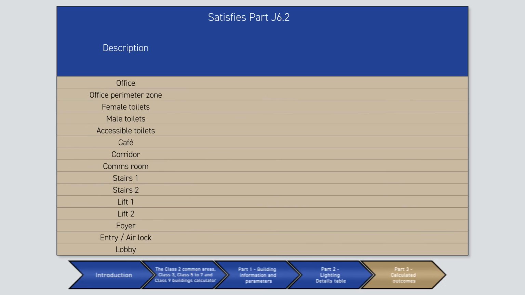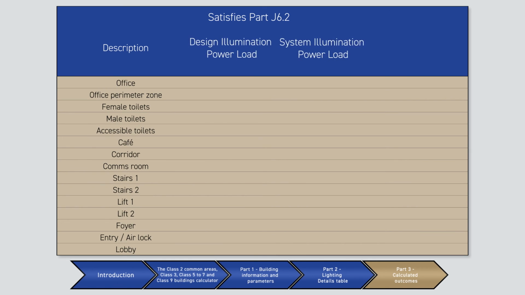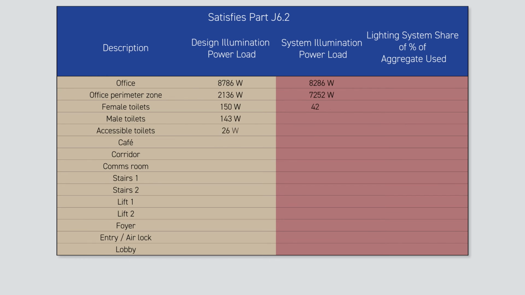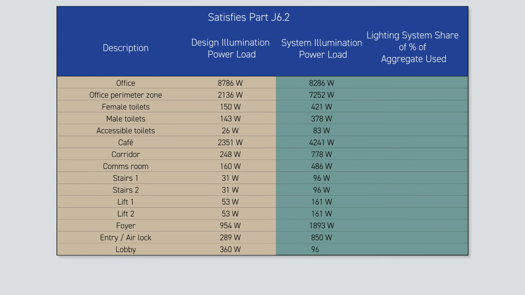The spreadsheet automatically calculates two outcomes: the system illumination power load and the lighting system share of the aggregate used, illustrated as a percentage. If a result is displayed in a green cell, it indicates the result is a pass. If it displays in a red cell, it indicates a fail. The first column provides the outcome for the maximum system illumination power load for that space. You'll notice at the bottom of this column is a total which indicates the maximum system illumination power load for the overall design. This will also display green for pass and red for fail.